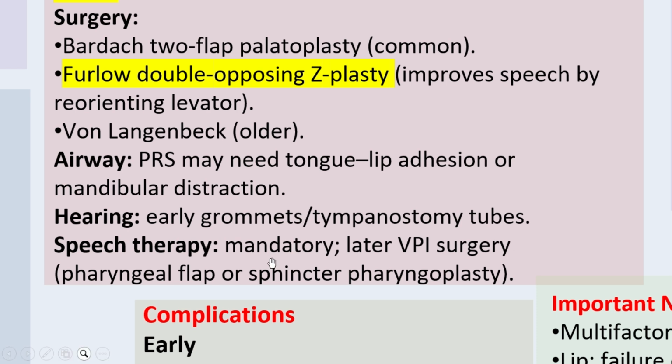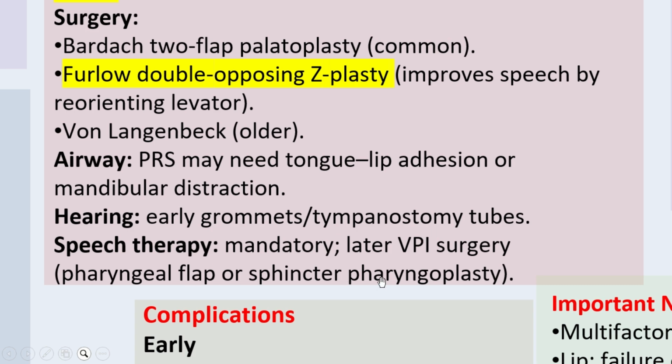Then speech therapy is mandatory, because these people have velopharyngeal insufficiency. The velopharyngeal muscles are affected, as well as the abnormality in the palate being there. So they have velopharyngeal insufficiency.